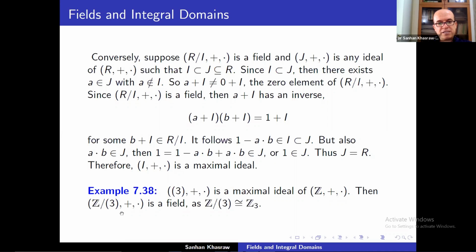Actually, this ring is isomorphic to Z3. And as we know, Z3, because 3 is prime, and I mentioned in the examples about fields, Z3 is a field. So that's why Z over the ideal generated by 3 is a field, because it's isomorphic to Z3.